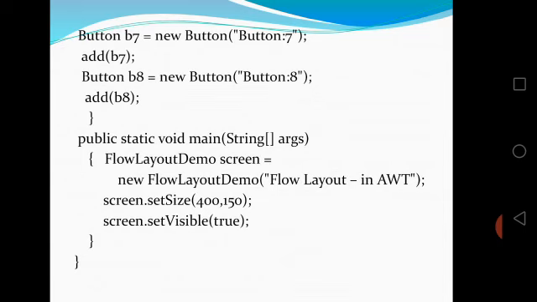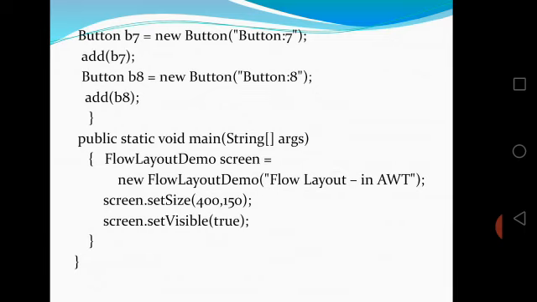Now we are going to the main program. The FlowLayoutDemo screen is going to be set, in which we are displaying the string flow layout in AWT. The screen size can be set using the setSize method, 400 comma 150. The total screen size will be 400 by 150. The screen should be visible, so we have to give the parameter value as true.